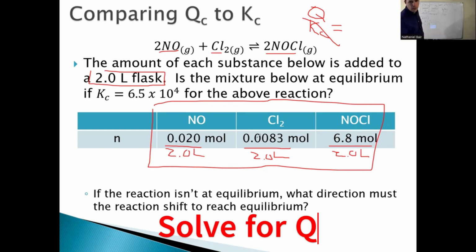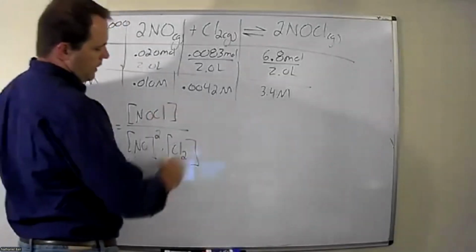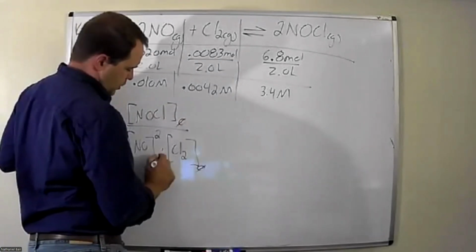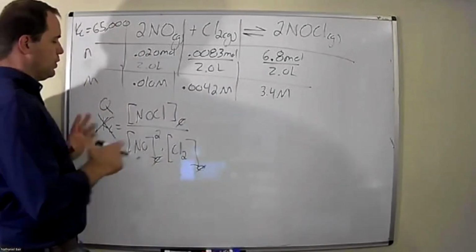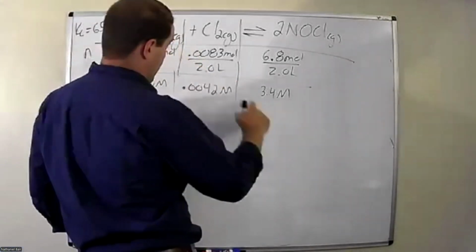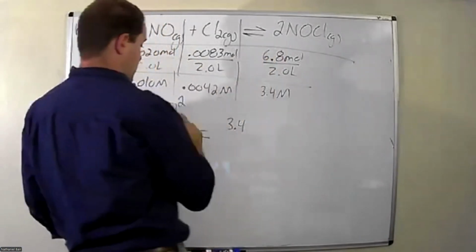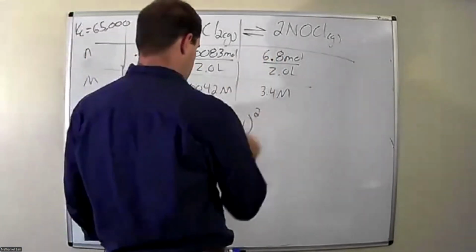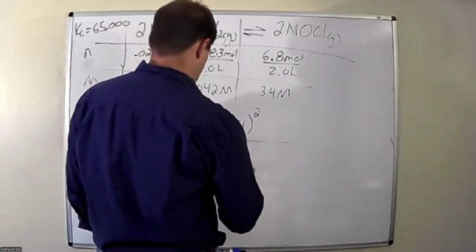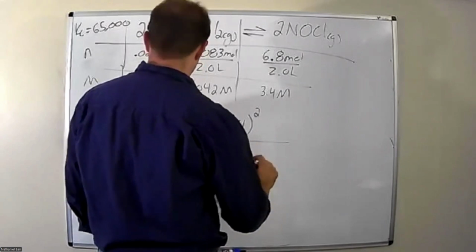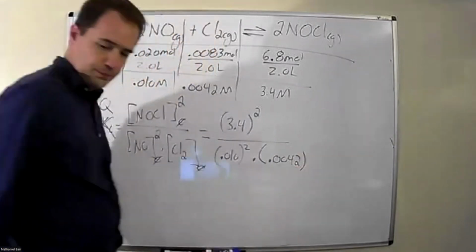All right, here we go. We are not plugging equilibrium values in, we're plugging initial values in, which means that's not an equilibrium constant anymore, it's a reaction quotient. So let's plug it in and calculate, see where we're at. That's going to be 3.4. Oh my goodness, I almost forgot to square that. That would have been bad. Divided by 0.010 squared times 0.0042.